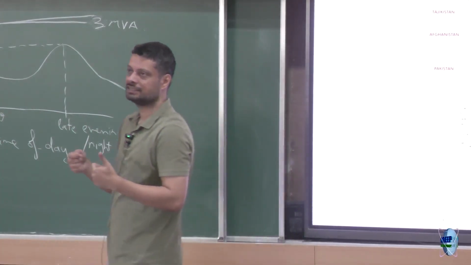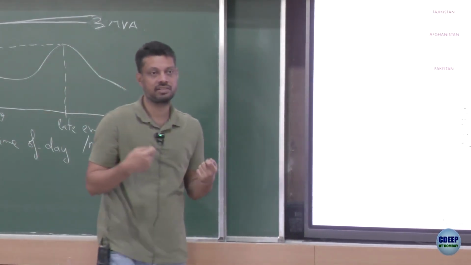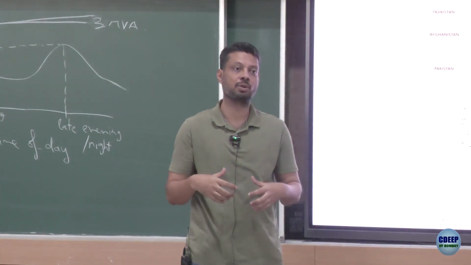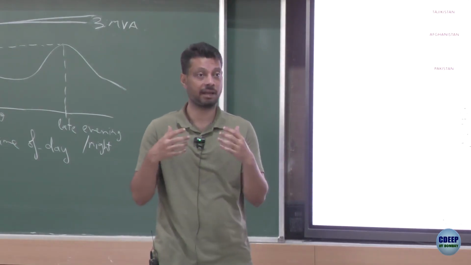But as far as my understanding is, in India, all the generation and all the loads are connected through synchronous links. There may be parallel asynchronous links or high voltage DC transmission happening as well.